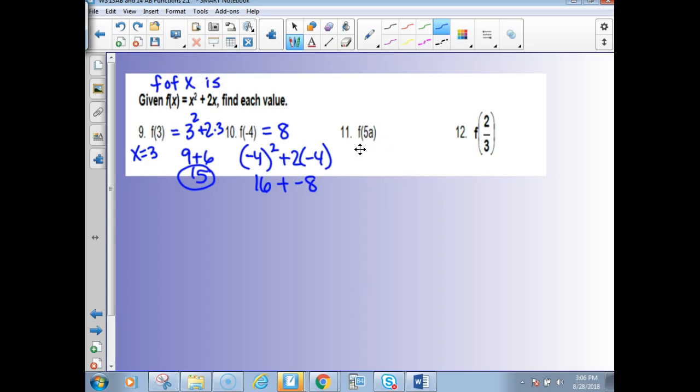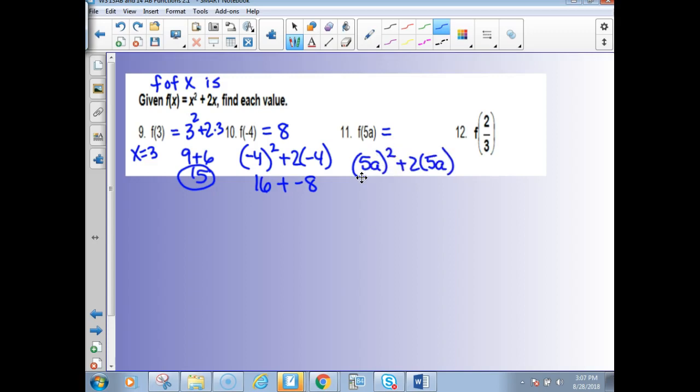Then you say, what's the next one? The f of 5a. Well, sometimes we're going to be plugging in expressions, not just numbers. So if we're going to do the f of 5a, we're going to put 5a in for x. The f of x function squares its input. So you take 5a, the whole thing, and square it. Plus, you do 2 times the 5a.